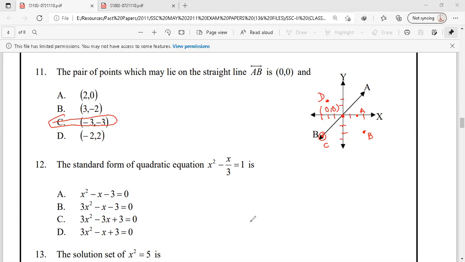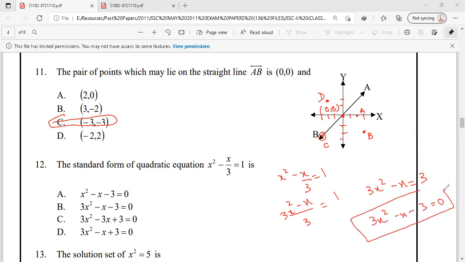Then we have a quadratic equation and we have to represent this in standard form. x square minus x over 3 equals 1. So let's take LCM on the left hand side. That equation will become 3x square minus x equals 3, and 3x square minus x minus 3 equals 0. So this is the correct standard form of this quadratic equation. So this equation is in our option D. So this is our right answer.